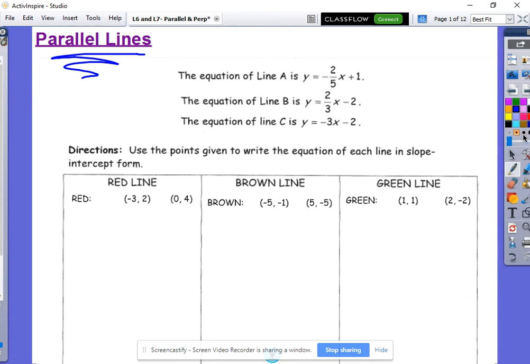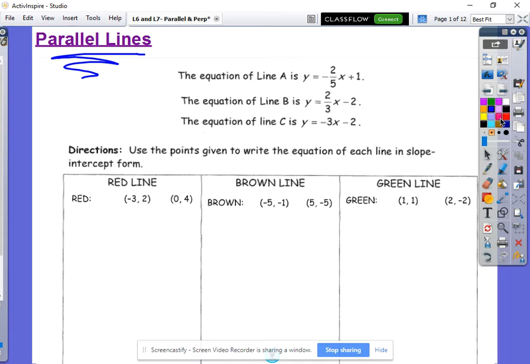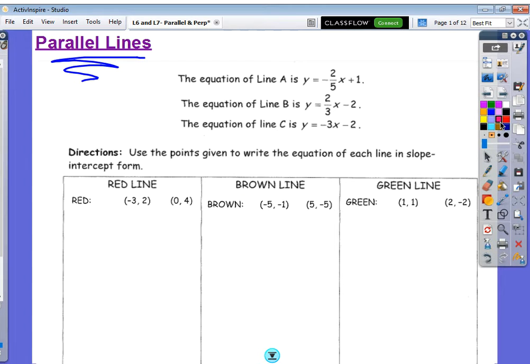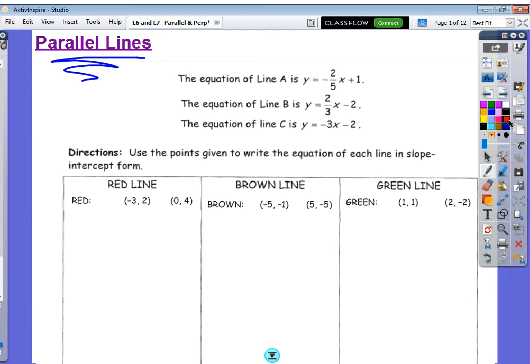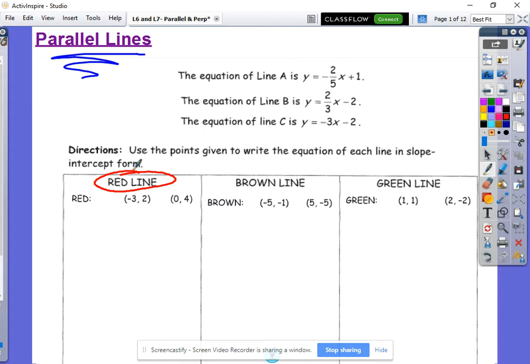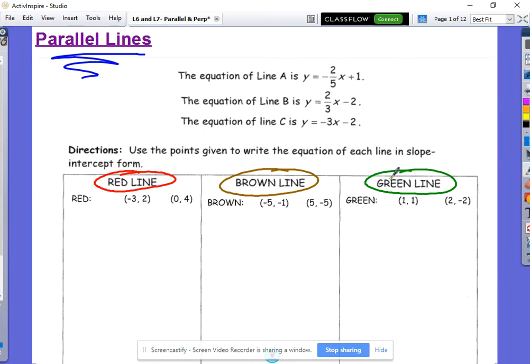On the left-hand side of your page right now, you're going to see our three different lines, the red line, the brown line, and the green line. So if you need to, I would label those on the left-hand side just so you're comfortable and you know which one you're looking at any given time. So we've got our red, our brown, and our green.